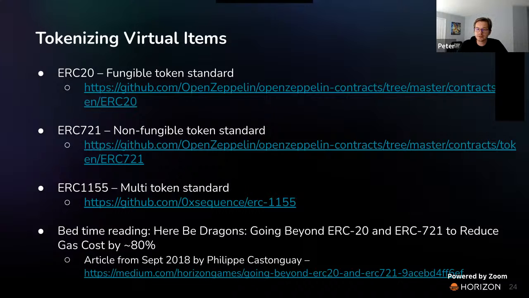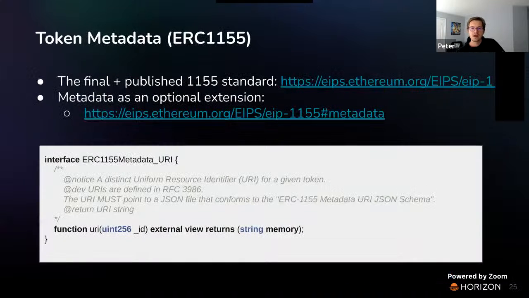There's an article from our director of product, Philippe Casseguay, back in September 2018, around the time of devising the 1155 standard. It's called Here Be Dragons: going beyond ERC 20 and ERC 721 to reduce gas costs by 80%, which is true. You can check out the article on our Horizon Games Medium, and it goes into all the analysis. The gas cost, which is amazing, is certainly not the only reason I'm advocating for the use of it.